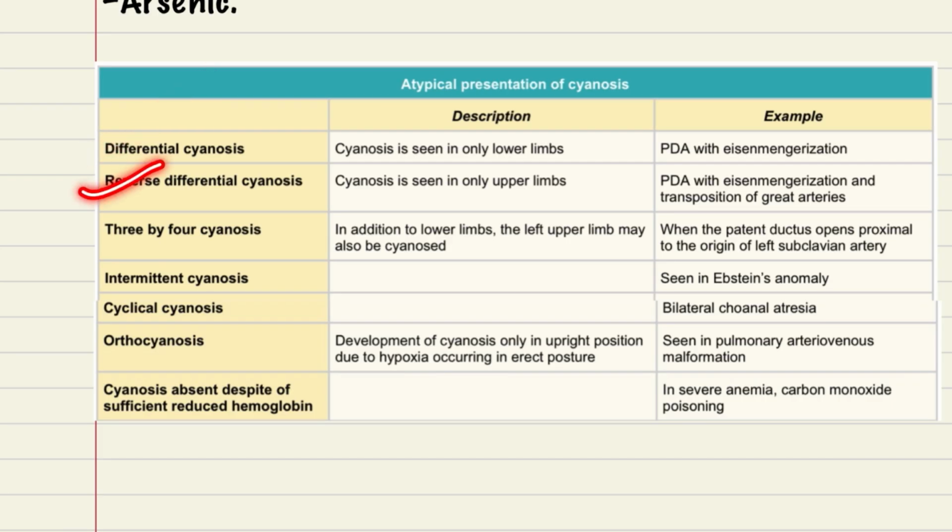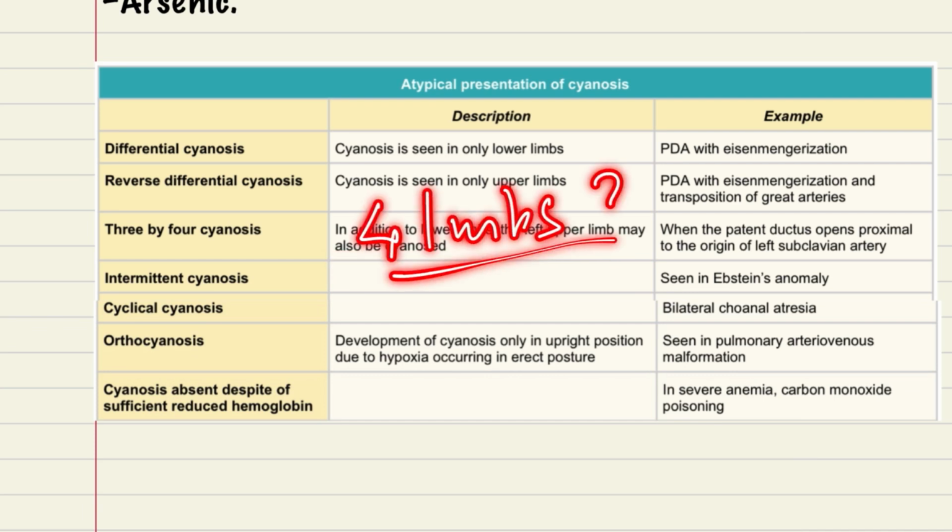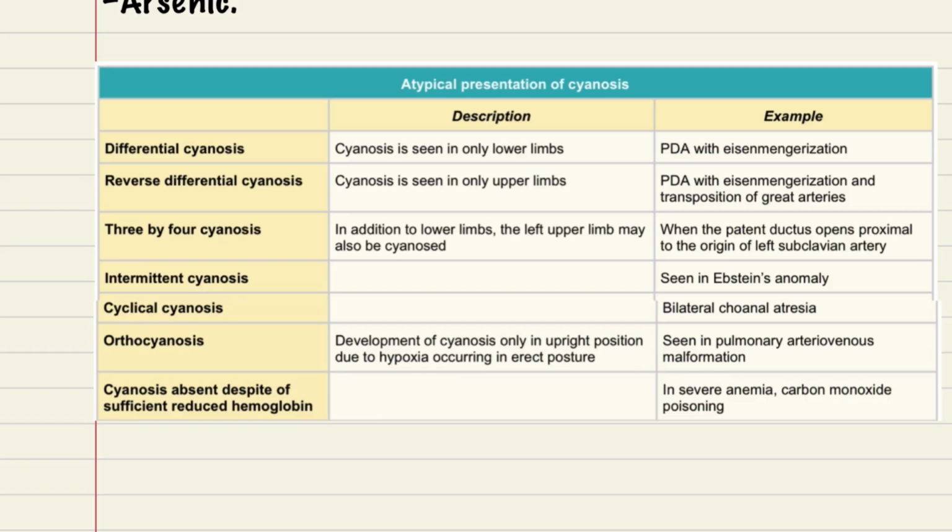Then we have the reverse differential cyanosis, in which cyanosis is seen in only the upper limbs. It is seen in PDA with Eisenmenger's plus transposition of great arteries. So, this is the reverse differential cyanosis. Then we have 3/4 cyanosis, which means in addition to the lower limbs the left upper limb may also be cyanosed. So, out of the 4 limbs, only 3 are affected. So, this is called 3/4 cyanosis.